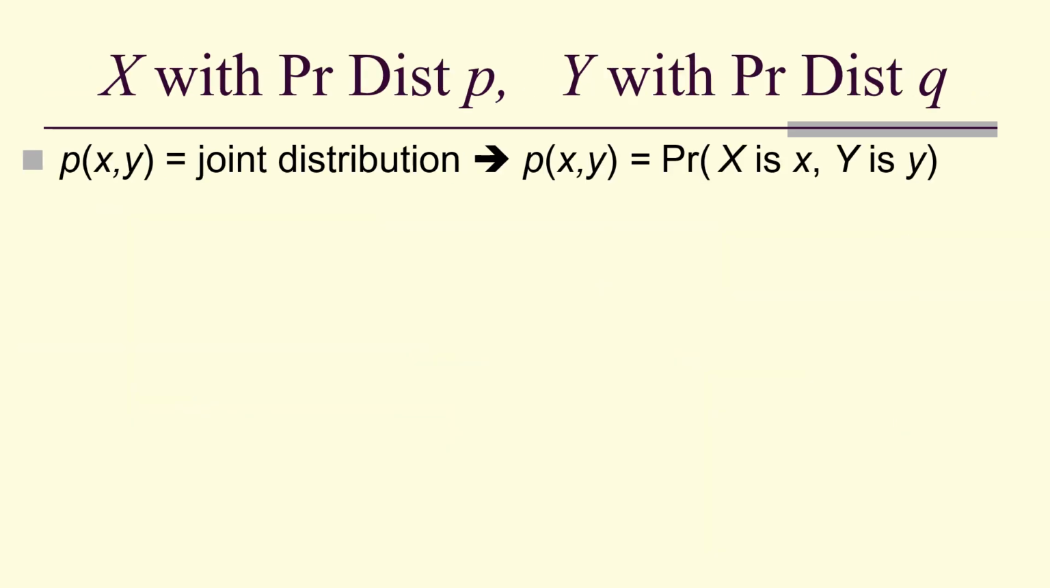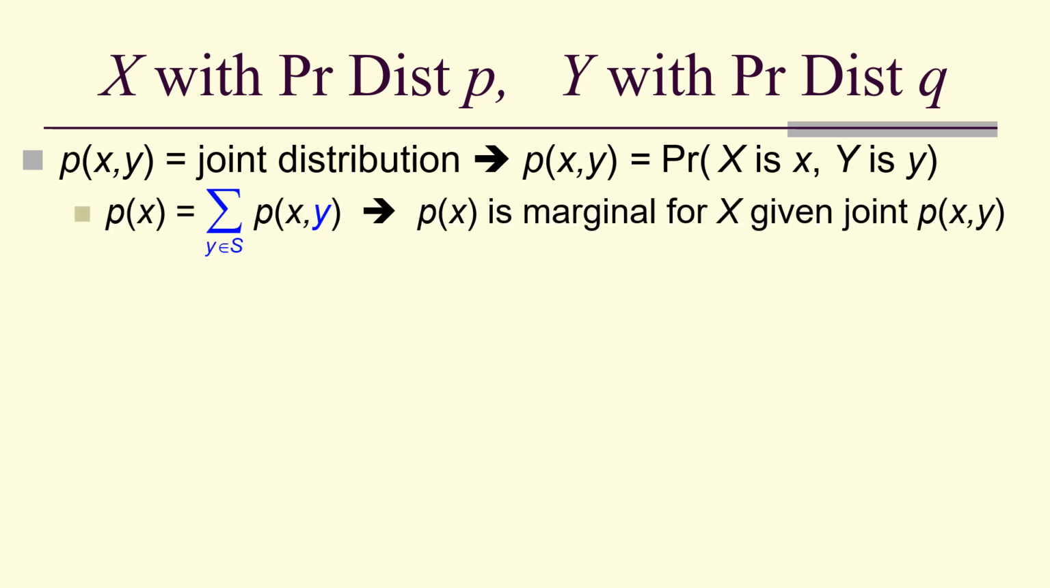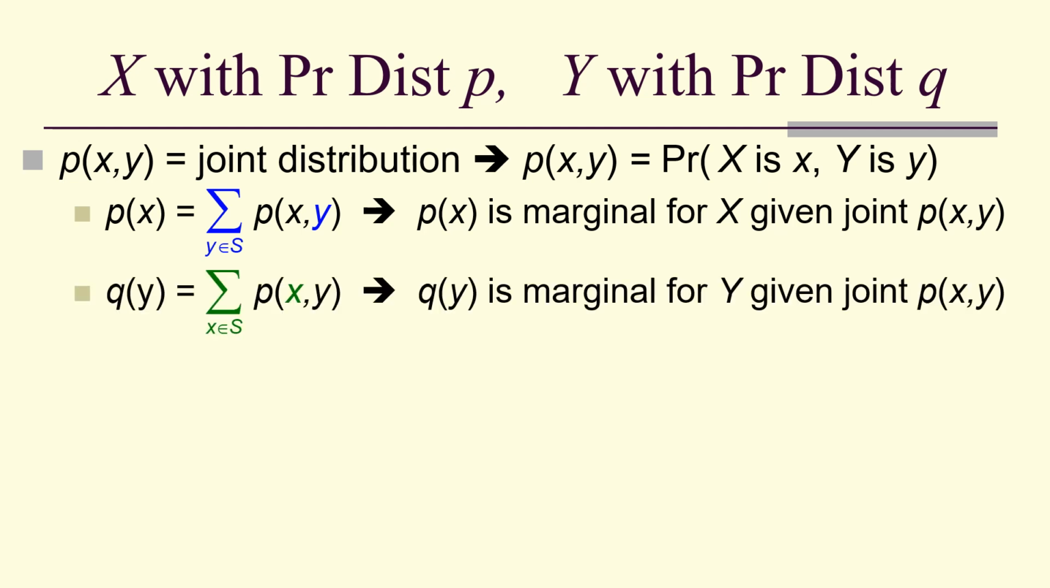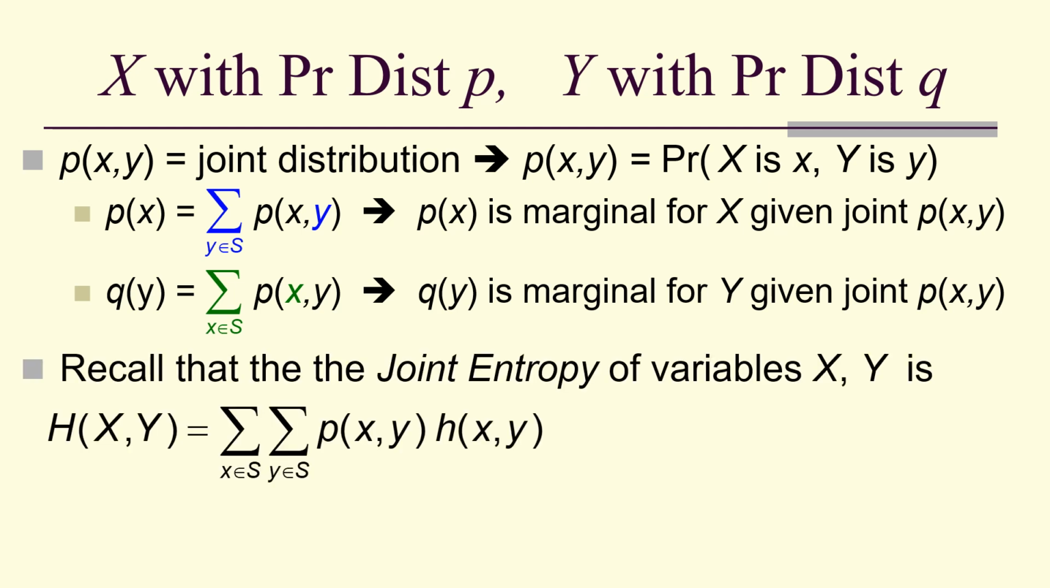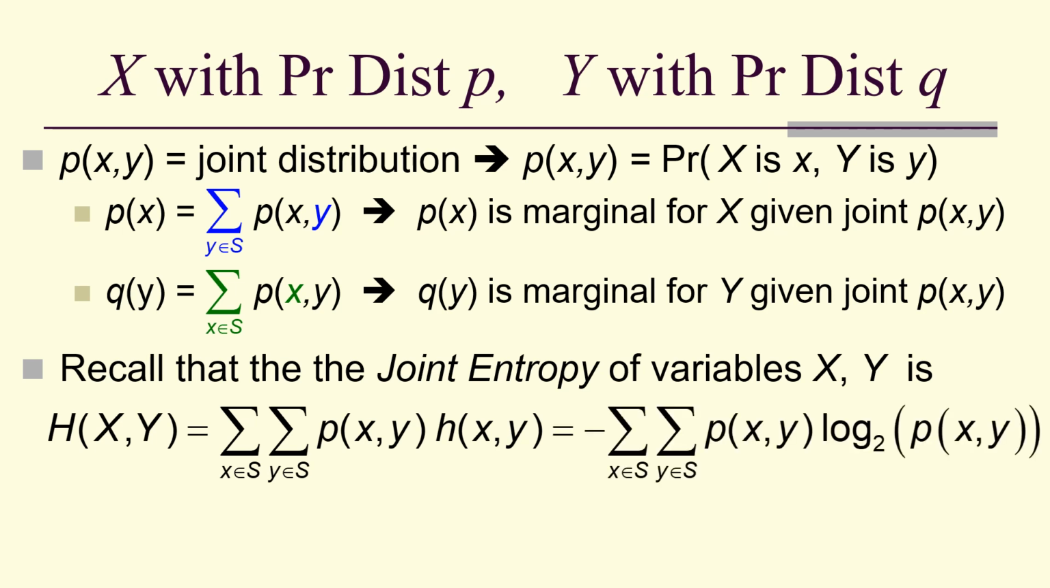So we can think of this in terms of capital X and capital Y having probability distributions P and Q, and also a joint probability distribution. We can define the P then as the marginal distribution for X, and Q is the marginal distribution for Y. Recall the joint entropy is the double sum over x and little y in S of P of xy, H of xy, written out like that.